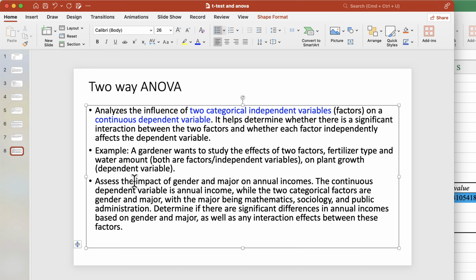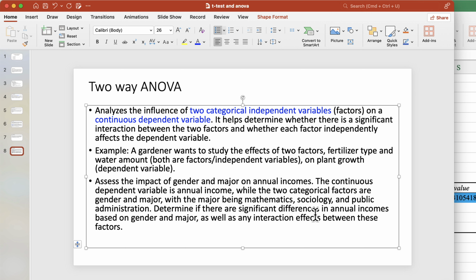Another example is that you want to assess the impact of gender and program major on annual income. Now over here we have 3 variables. One is gender, which is a categorical variable, and then we have major in college, and then annual income, which is a continuous variable. The continuous dependent variable is annual income, while the 2 categorical factors are gender and major, with the major being mathematics, sociology and public administration.